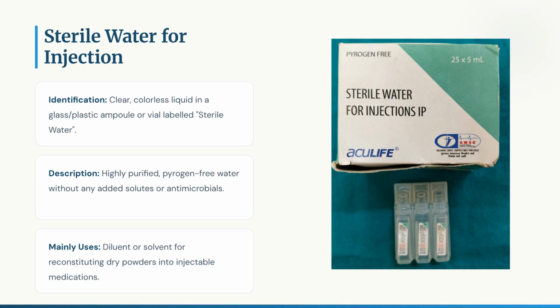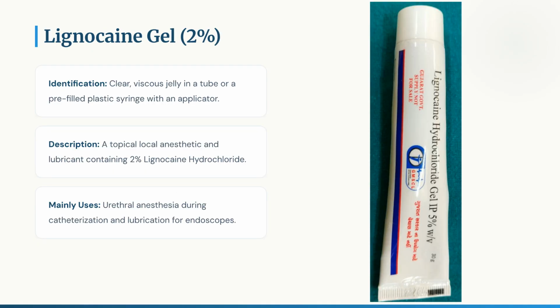Sterile water for injection is clear, colorless, and pyrogen-free water in an ampoule or vial. It functions as a diluent or solvent for reconstituting dry powders into injectable medications.